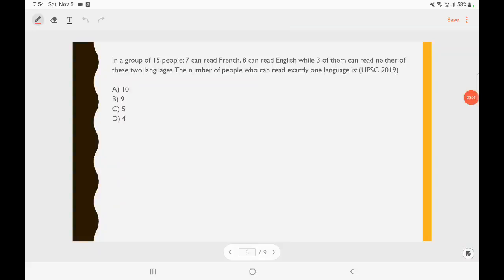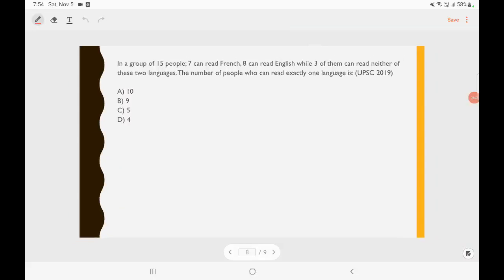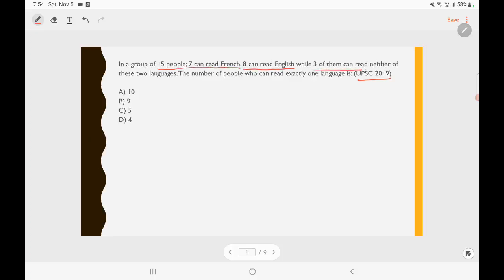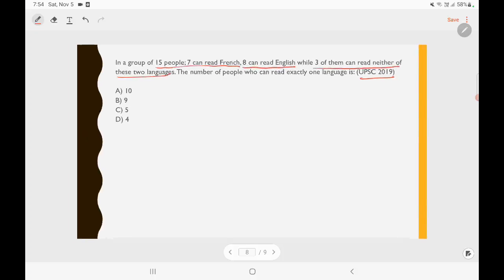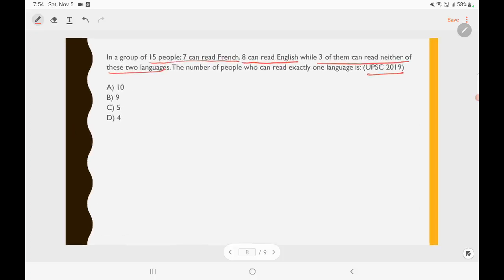So now we will look into one more question. This is again from UPSC 2019. In a group of 15 people, 7 can read French, 8 can read English, and 3 of them can read neither of these two languages. Number of people who can read exactly one language is. So this we need to first draw the Venn diagram.